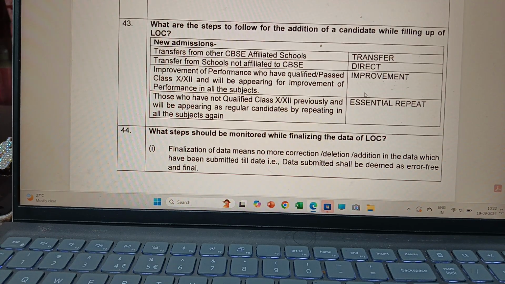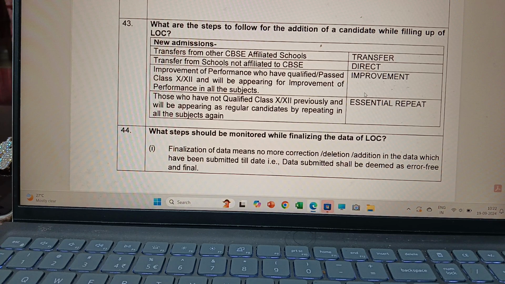43rd question: what are the steps to follow for addition of a candidate while filling up LOC? Transfers from CBSE affiliated schools; transfers from schools not affiliated to CBSE directly; improvement of performance, for those who have qualified or passed class 10 and 12 and will be appearing for improvement in all the subjects; and essential repeat, for those who have not qualified class 10 and 12 previously and will be appearing as regular candidates by repeating all the subjects again.